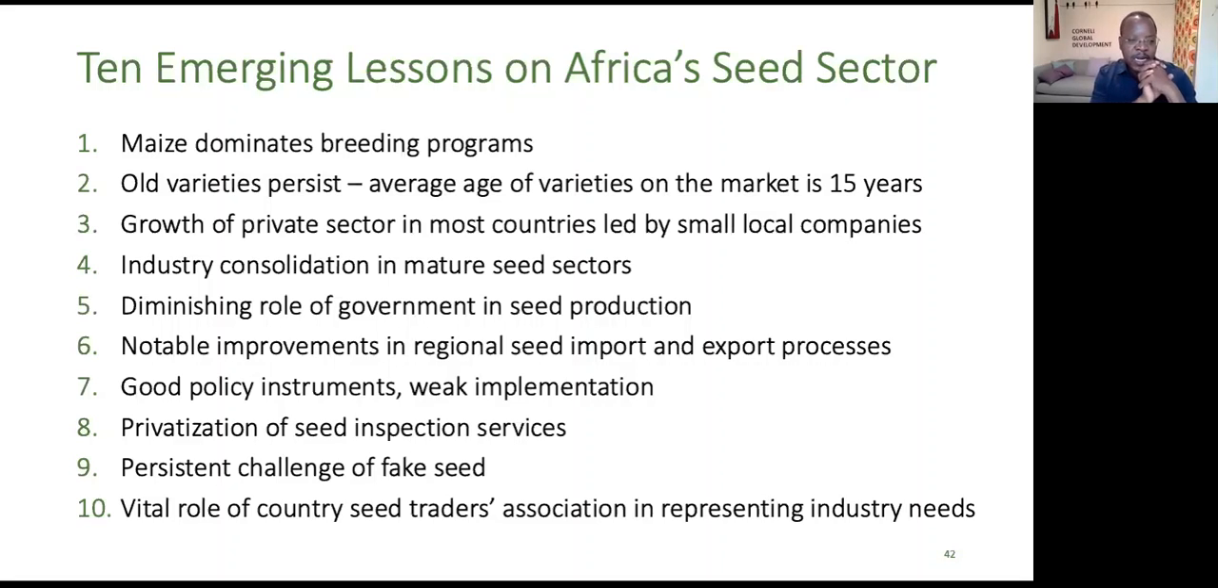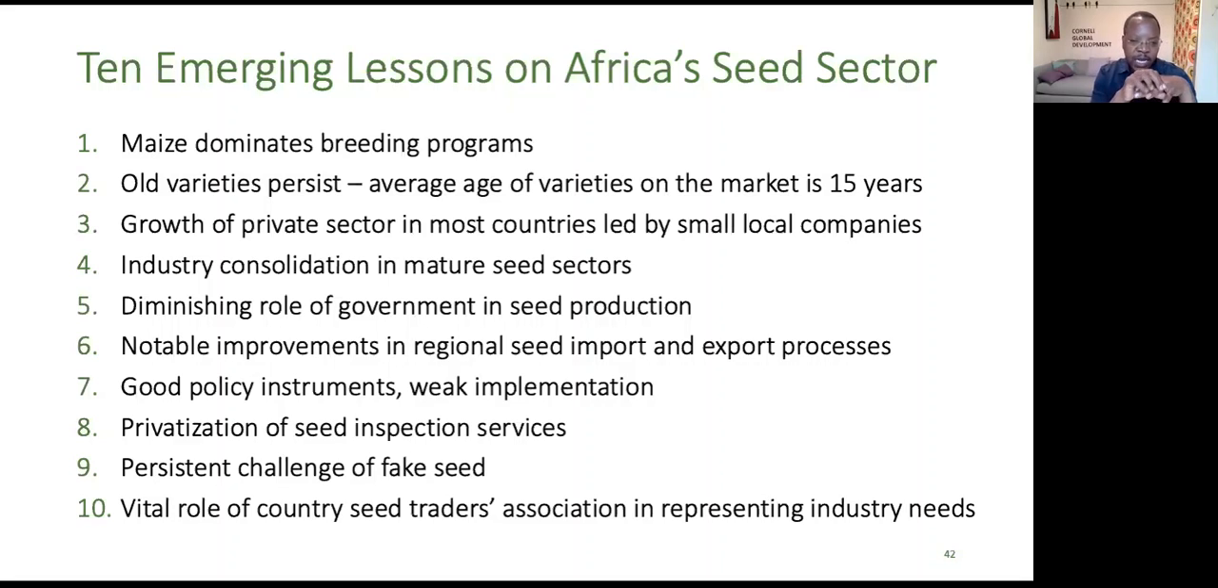We're also seeing that most countries have very good well-designed policy instruments, but they do not have the resources to implement them well. So there's still a very big gap between policy design and the implementation itself. You're starting to see a rapid privatization of seed inspection service. So the private sector is stepping in to take over roles that were previously only done by government.